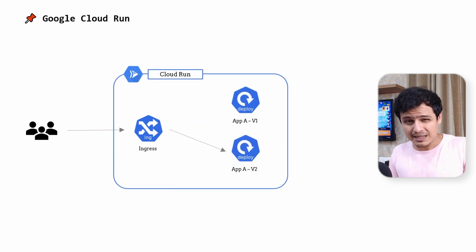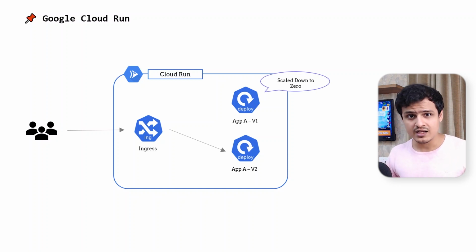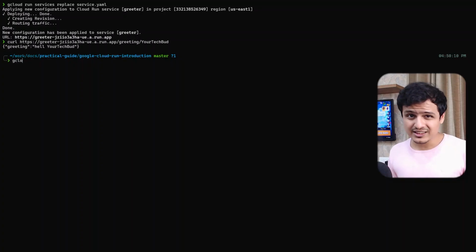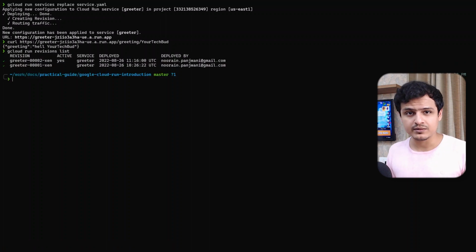Think of revisions as separate deployments of our app. And don't worry, since everything is serverless, our old revisions will never be running. They're just there in case we ever need them again. Let's list all the revisions of the Greeter app. As you may expect, we've got two revisions here.